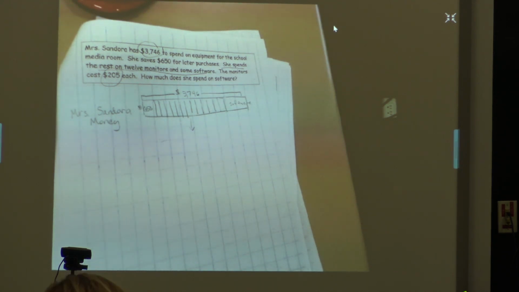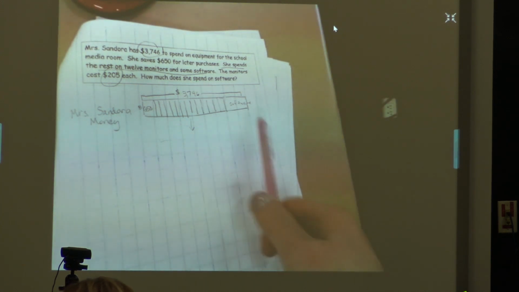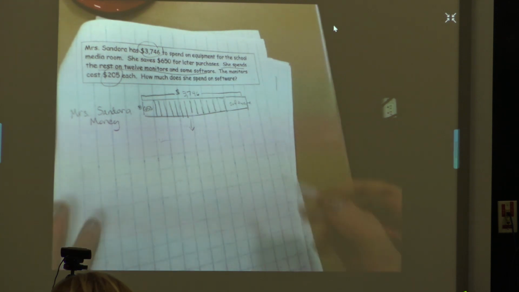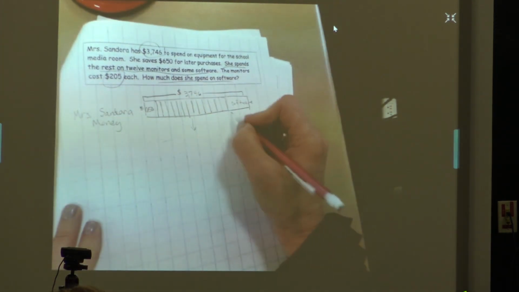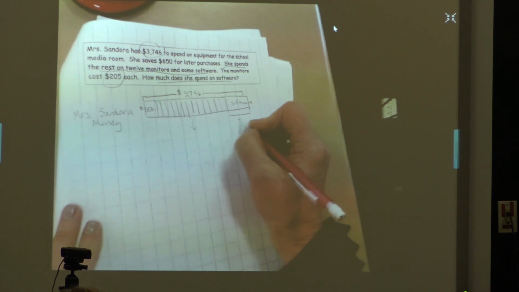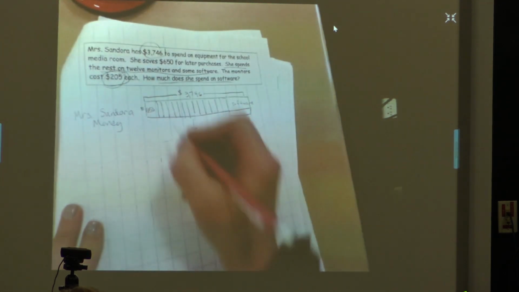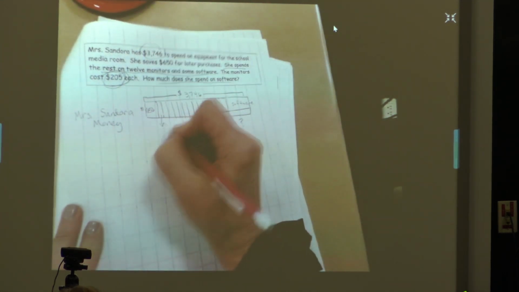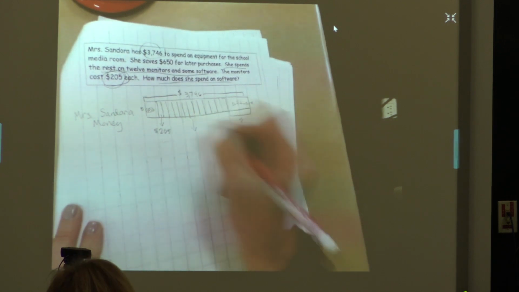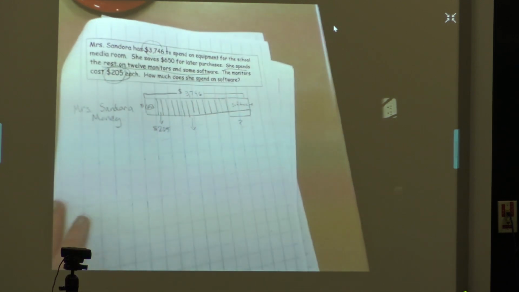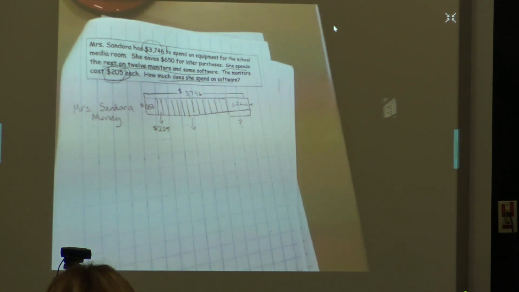The software could be worth more than the monitors. I'm not sure yet. But it still gives me a very visual representation of what I'm looking for, because now I know how much did she spend on software. This is the question mark. But I forgot also I need to put back my 205. So I'm just going to put a little arrow here and say that that's $205. So I know each of these is $205. Yeah, and this is a messy problem.